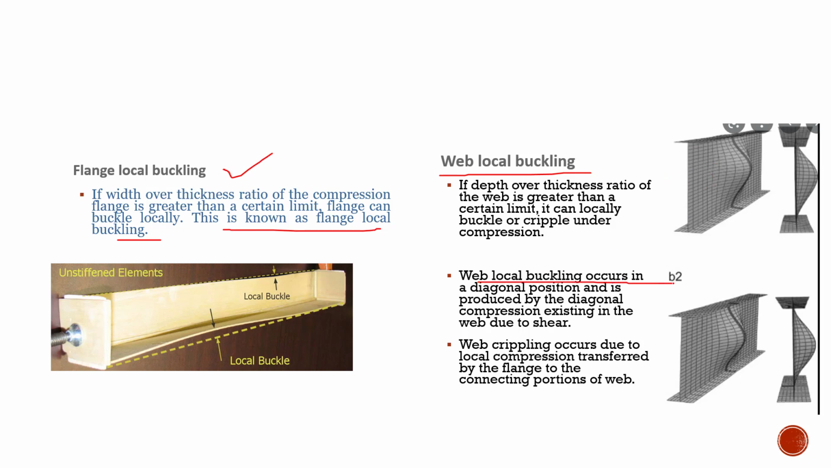The web local buckling occurs in a diagonal position and it is produced by the diagonal compression existing in the web due to shear. The web crippling occurs due to the local compression transferred by the flange to the connecting portions of the web.